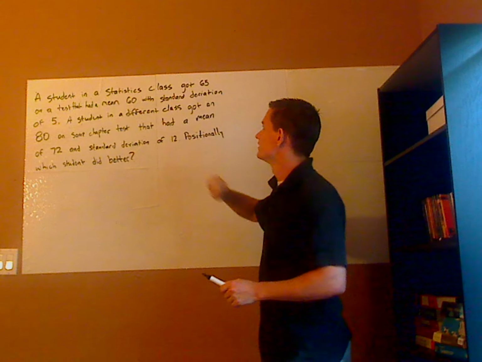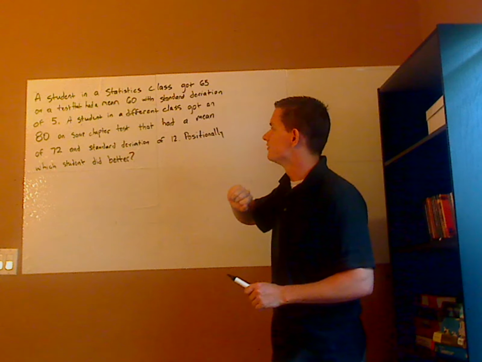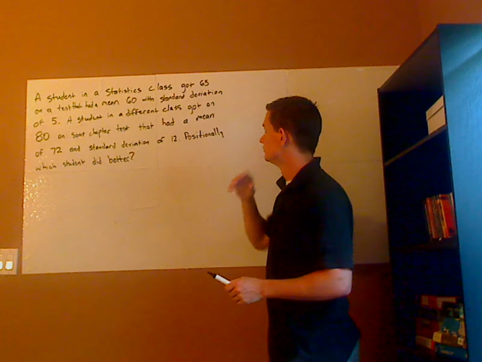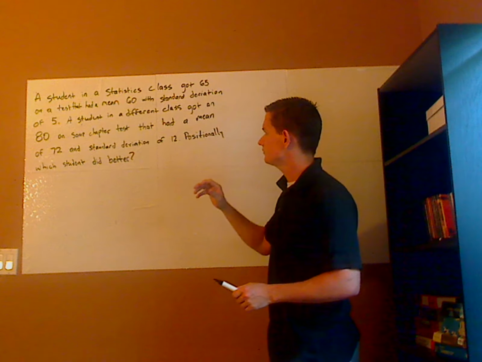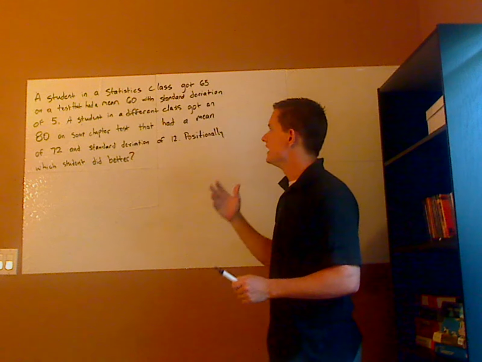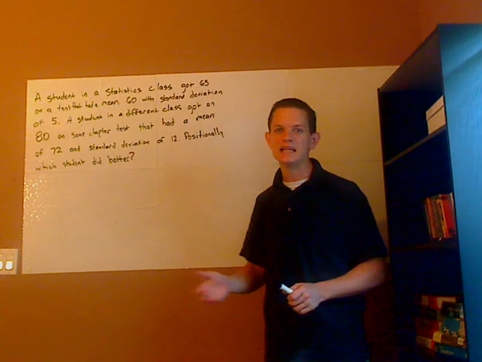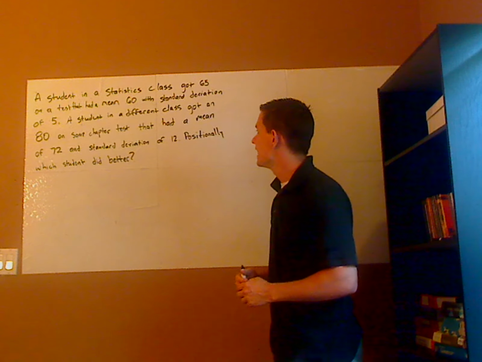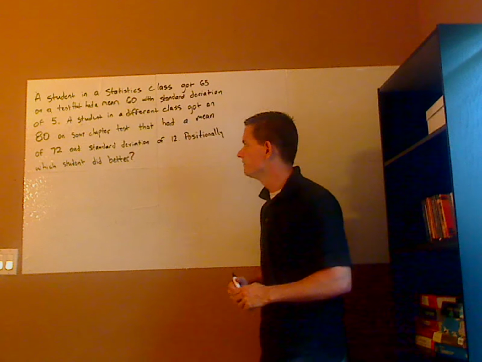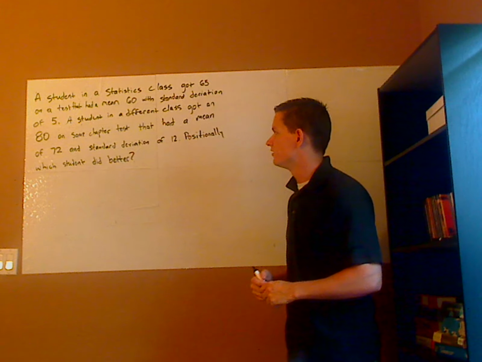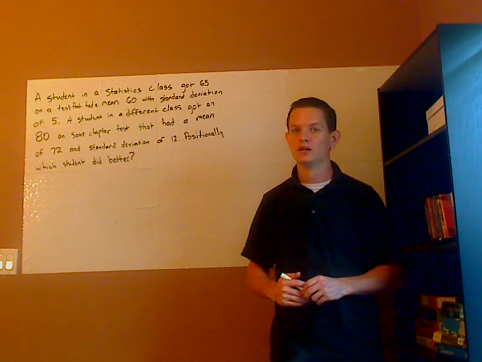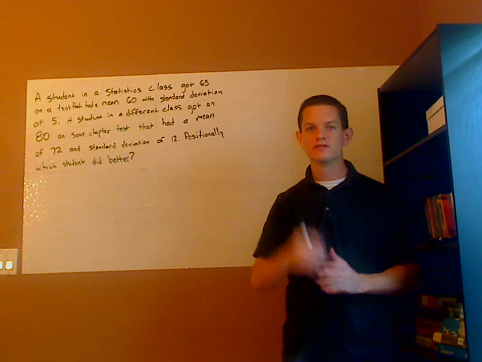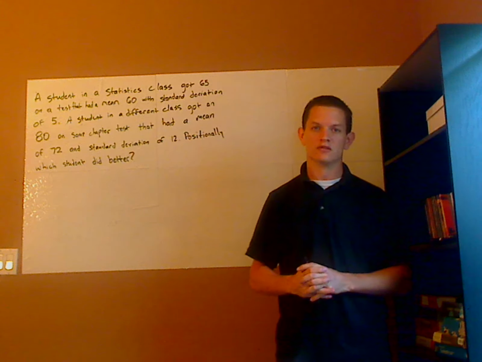So, a student in statistics class got a 65 on a test that had a mean of 60 with a standard deviation of 5. Another student in a different class got an 80% on the same chapter test that had a mean of 72 and standard deviation of 12. Positionally, which student did better? So pause the video and see if you can try this one on your own.